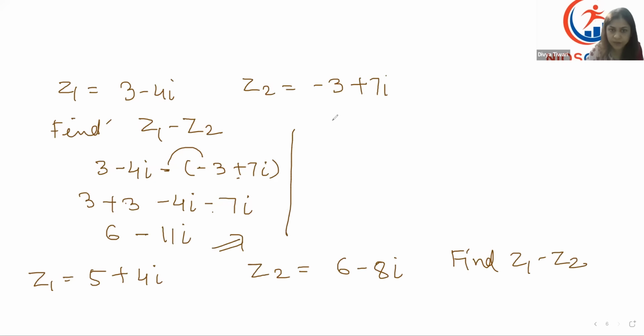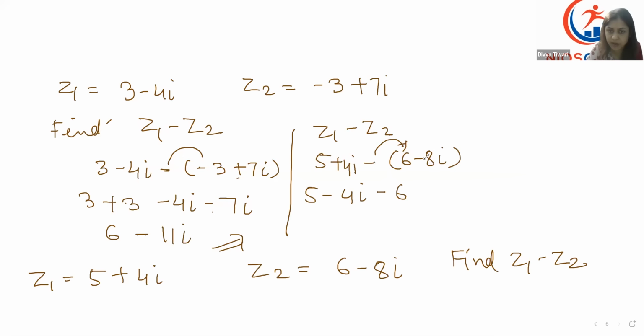Then this will be Z1 minus Z2. So 5 plus 4 iota minus, 6 minus 8 iota. This minus will be multiplied inside. So 5 plus 4 iota, this becomes minus 6, and this minus and minus will become plus 8 iota. So this will be operated all together. This will give me minus 1, and this will give me 12 iota. Is it clear, Neha?